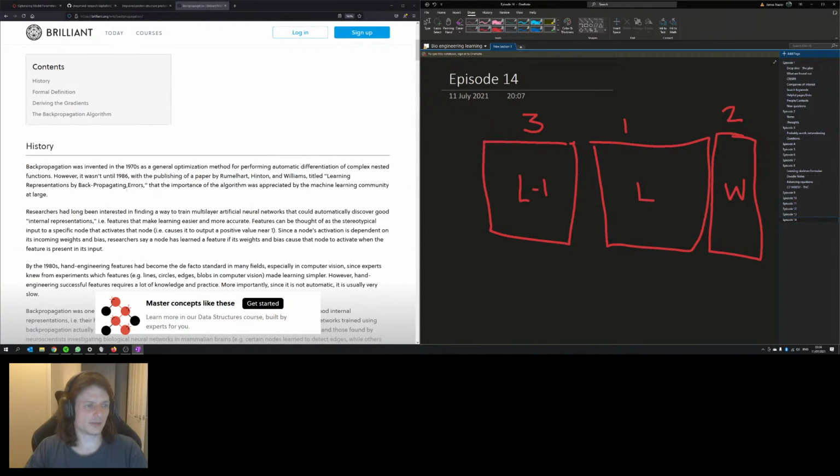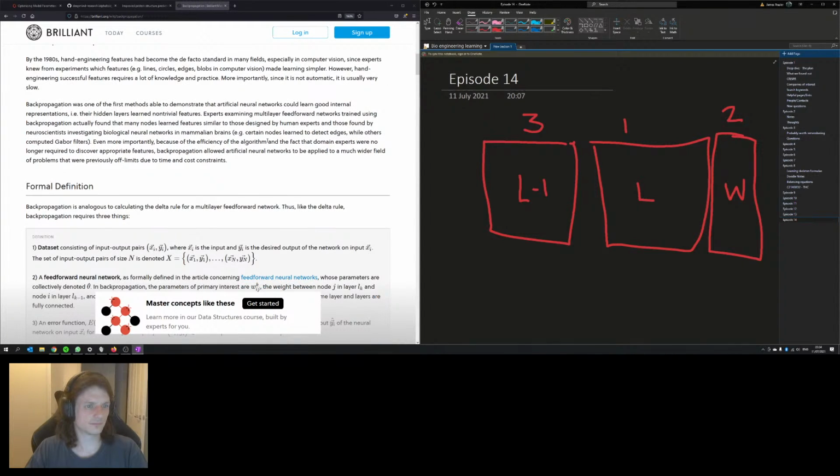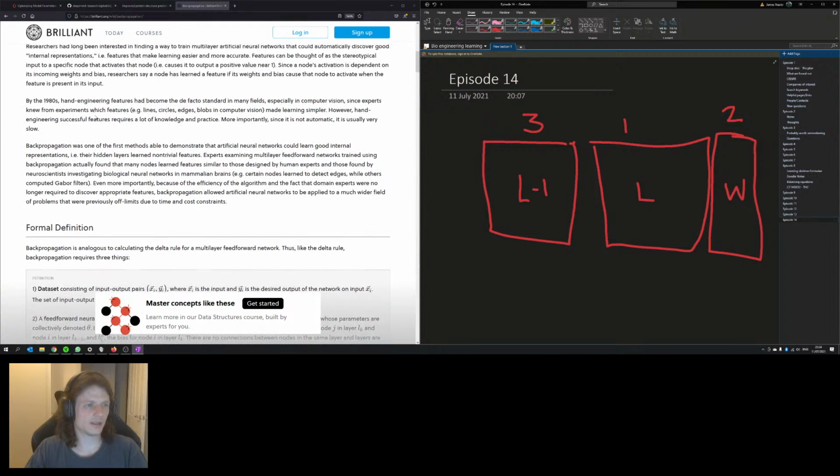Backpropagation's popularity has experienced blah blah blah. History. Backpropagation was one of the first methods able to demonstrate that artificial neural networks could learn good internal representations, i.e., their hidden layers learned non-trivial features. Experts examining multi-layer feed-forward networks trained using backpropagation actually found that many nodes learned features similar to those designed by human experts and those found by neuroscientists investigating biological neural networks.